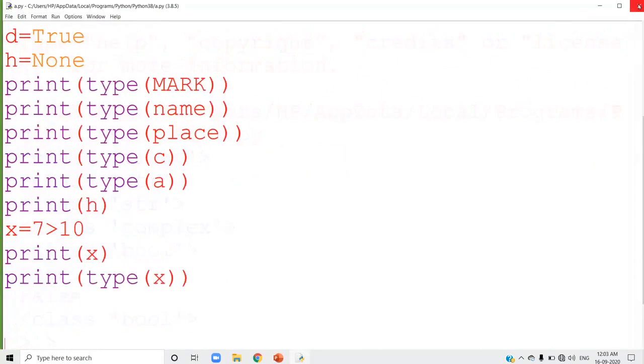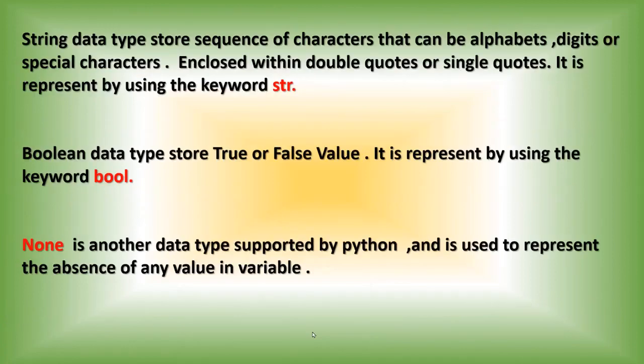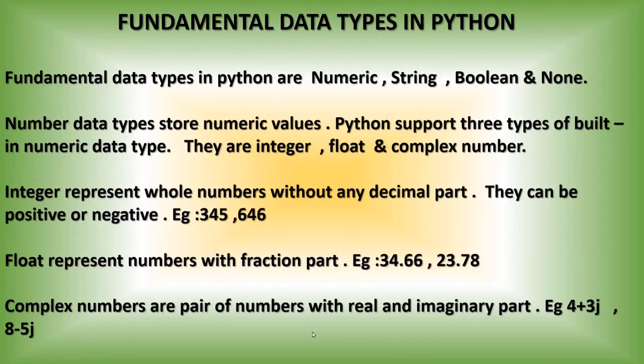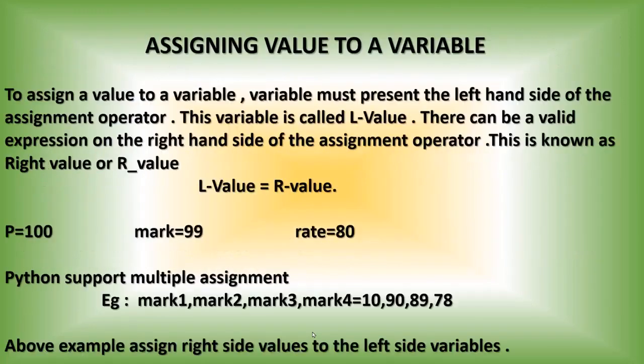So these are the basic data types used in Python. Try out each of these on your system. Next, what is the next topic? Next topic is this one. So this was about fundamental data types: string data type, Boolean data type, and None data type. And next is assigning a value to a variable, which we already discussed in the last class also. Today also I discuss the same thing.